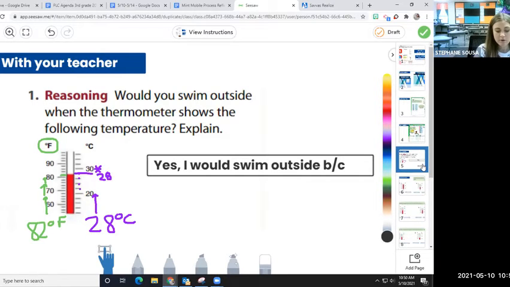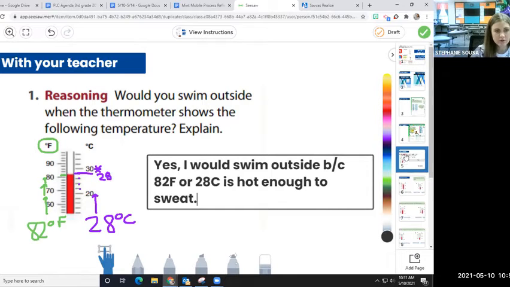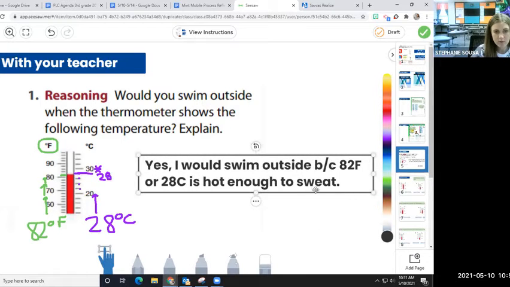Then we're going to use information from our chart. 82, and you can put an F for Fahrenheit. I don't think Seesaw will let you do the degree symbol, so I'll let you slide. Yes, because 82 degrees Fahrenheit or 28 degrees Celsius is hot enough to sweat. And when we sweat, it feels good to jump in some water. Y'all got me wishing for summer.